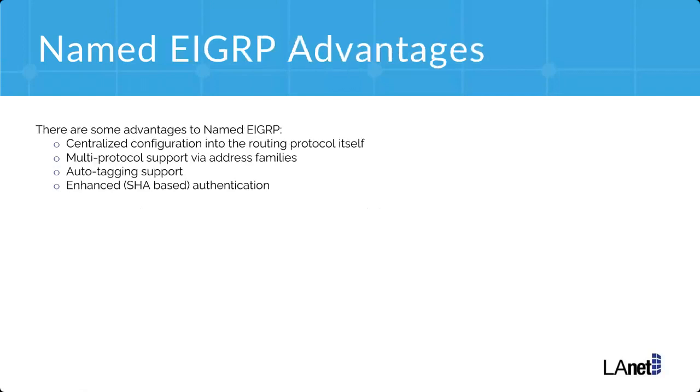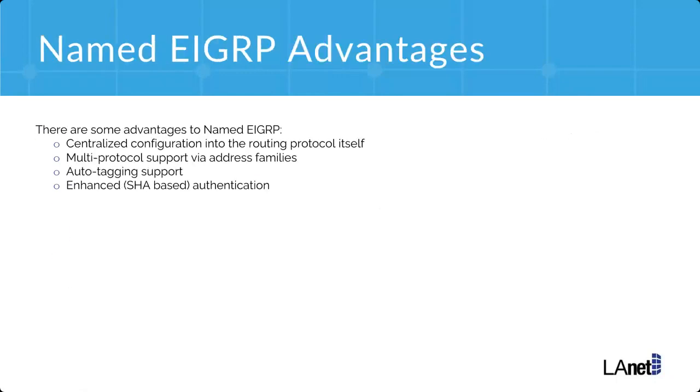By the way, there are some other advantages to EIGRP. As we already mentioned, the centralized configuration. The fact that I can now do multi-protocol support via address families. We touched on this on the last one, but I do want to click in there. In the past, if I used classic EIGRP and I did both IPv4 and IPv6, I literally had to have different EIGRP routing processes, one for v4 and one for v6. Now I can set them up as separate address families under a single unified process. Much more simplified configuration. Auto tagging support.